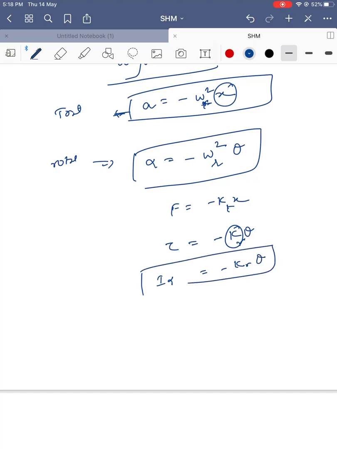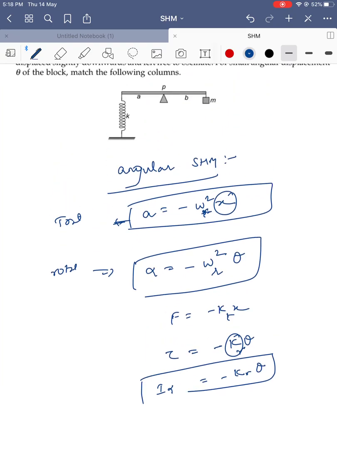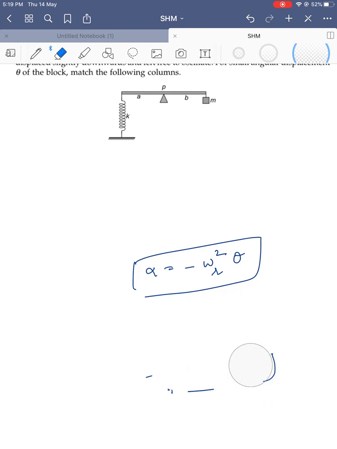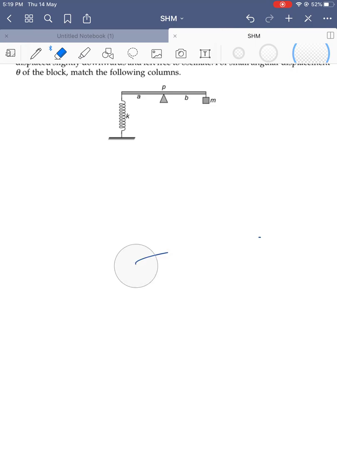When instead of force we should balance restoring torque. So that's what matters here. Now alpha is equal to minus omega square into theta, if we can write this part, and then omega is time period is equal to what, 2 pi by omega in rotation. Okay, so let's go to this question now.